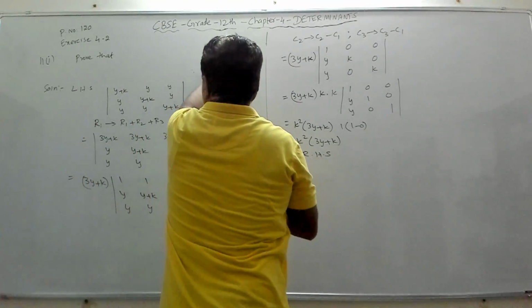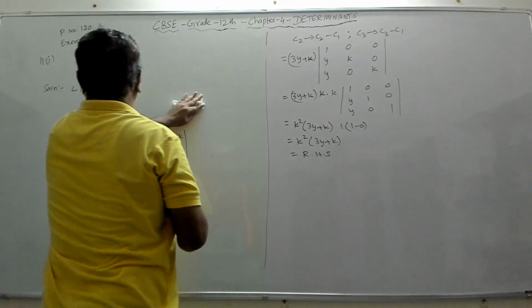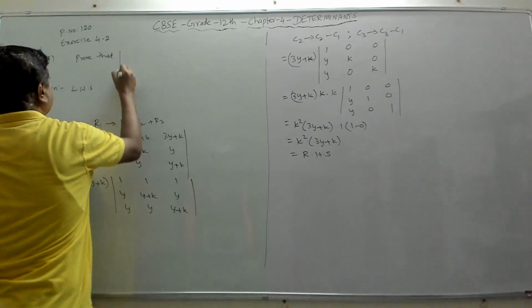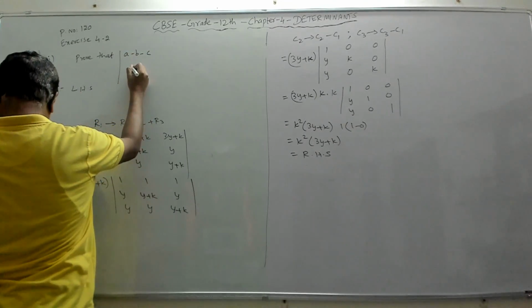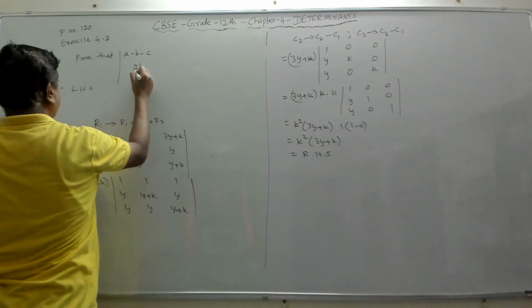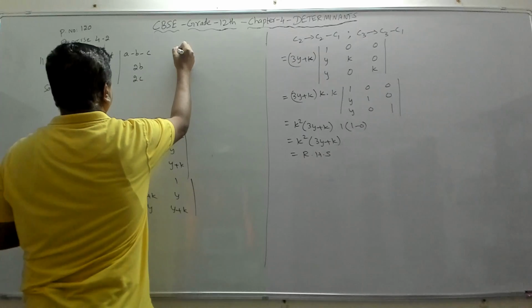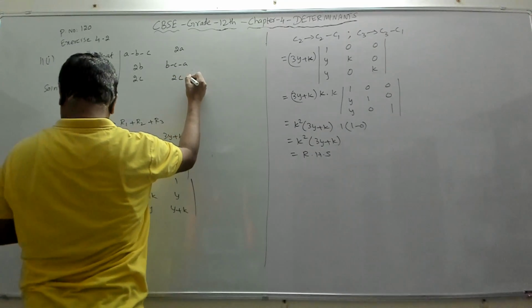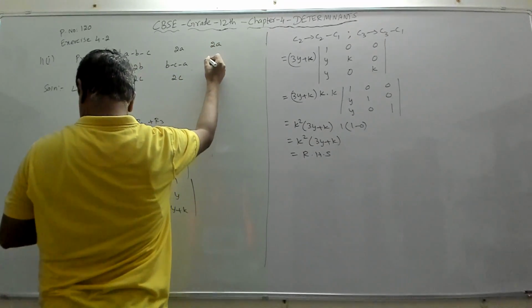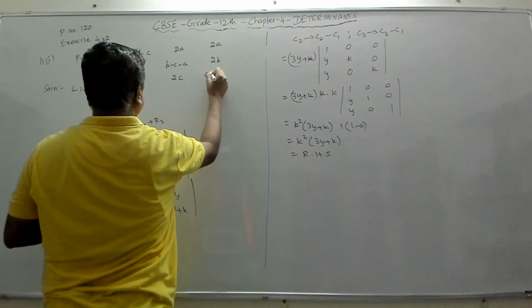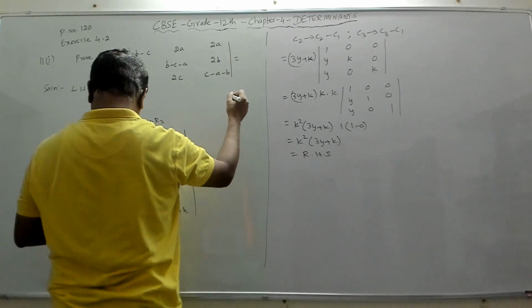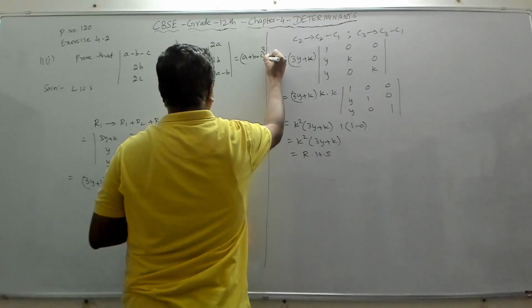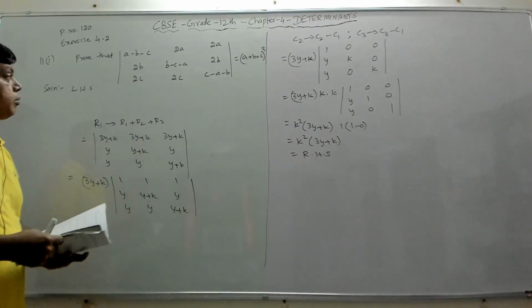Prove that, fine. So prove that. What do we have? A minus B minus C, then 2B, 2C, then 2A, B minus C minus A, 2C, and 2A, 2B, C minus A minus B. Determinant value should be equal to A plus B plus C the whole cube. We have to prove that this is A plus B plus C the whole cube.